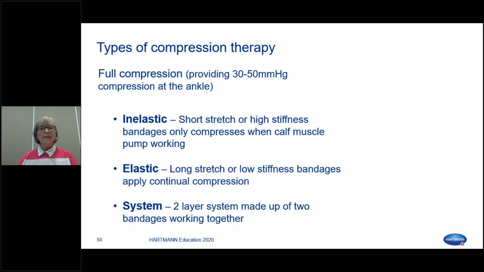Of course, there are different types of compression and you need to understand how they work and when to use them. Full compression should provide between 30 and 50 millimeters of mercury compression at the ankle down to half that at the calf.